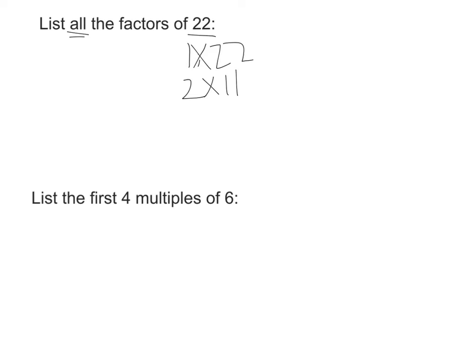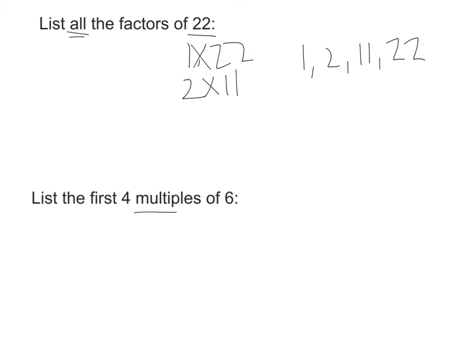4 also doesn't work. You can use your multiplication table if you're confused on this to see. 5 doesn't work. 6 doesn't work. 7 doesn't work. 8 doesn't work. 9 doesn't work. 10 doesn't work, and now we're back to 11. So my factors are 1, 2, 11, and 22.